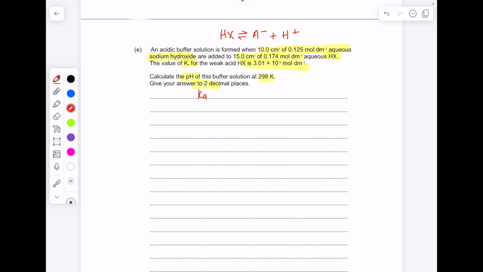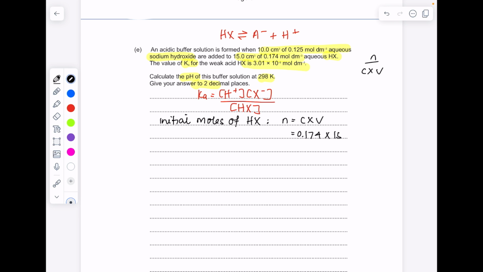Let's start by writing our expression for Ka. Same old, same old. Let's start by finding the initial moles of our weak acid that's present at the start. So we know we're going to do concentration times volume. The concentration we were told was 0.174. The volume is 15 centimeters cubed. So that's our initial number of moles of our acid.